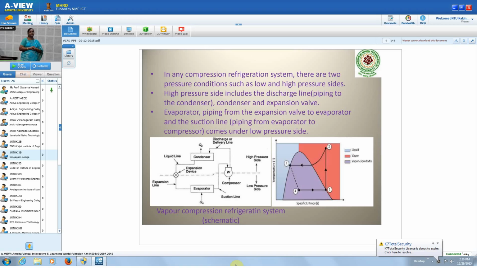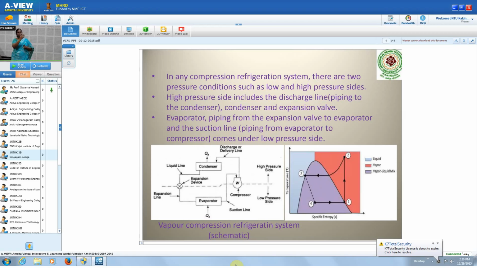So this is the diagram showing the two pressures: the compressor, condenser, expansion valve and the evaporator. The evaporator is always on the low pressure side. At the suction of the compressor, the pressure is also low. At the exit of the compressor, the pressure is high, and the condenser is also on the high pressure side. The expansion valve's function is to reduce the pressure by passing the refrigerant through it. That may be a capillary tube or a throttle valve, whatever it is.